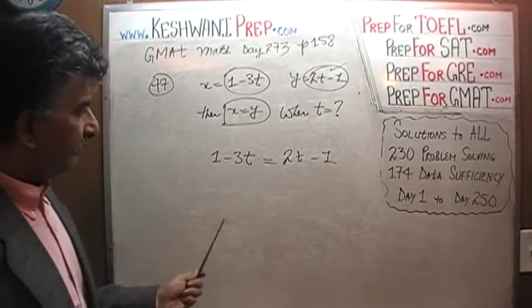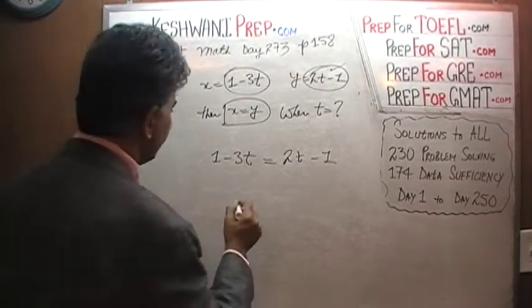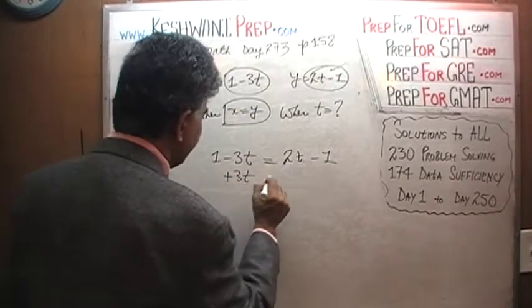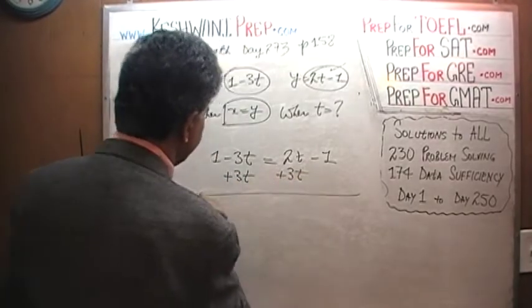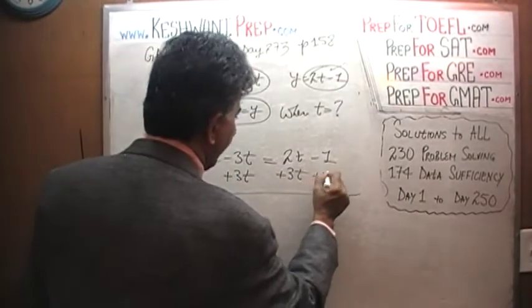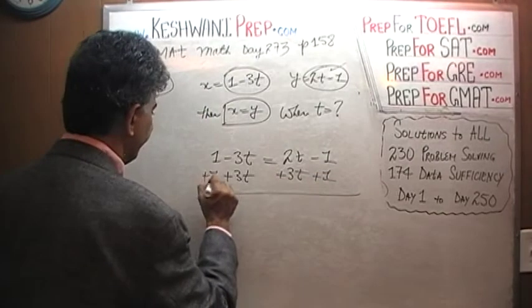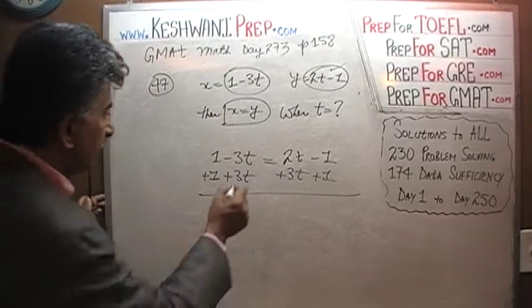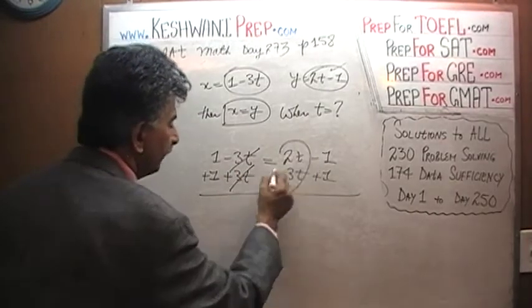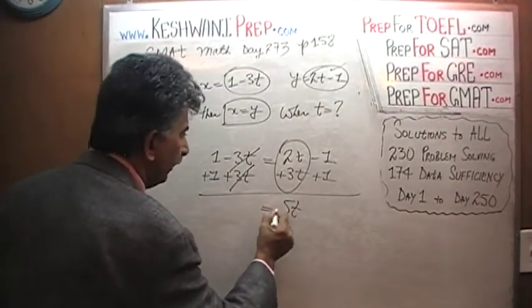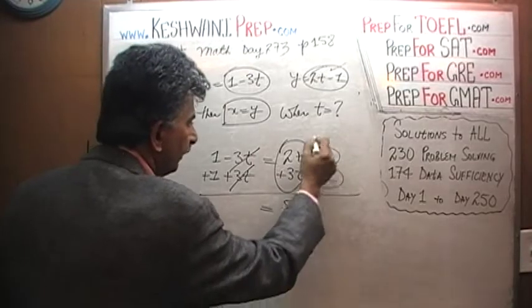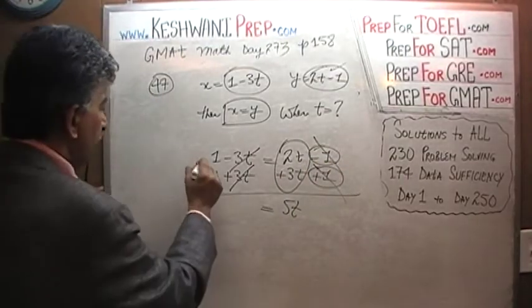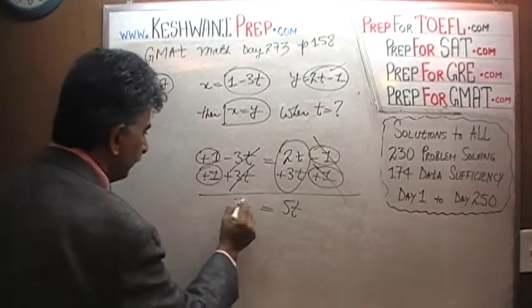Bring all the t's to one side, bring the 1s to the other side, and so forth. Let's add 3t to both sides, and let's add 1 to both sides. There we go. Here we have a negative 3t and a positive 3t, they're going to cancel out. And 2t plus 3t is going to be 5t. Here we have a negative 1 and a positive 1, they're going to cancel out. And here we have a positive 1 and a positive 1, that's going to give us 2.